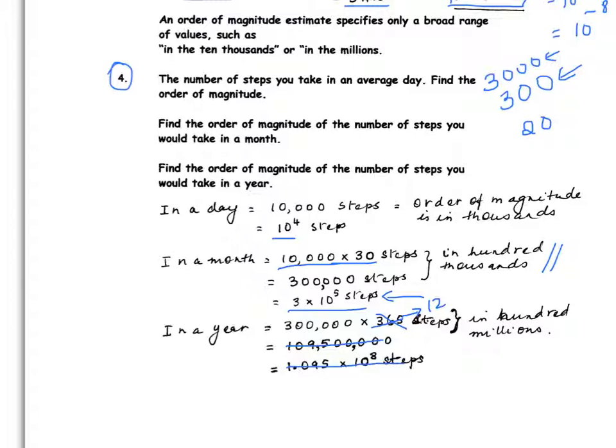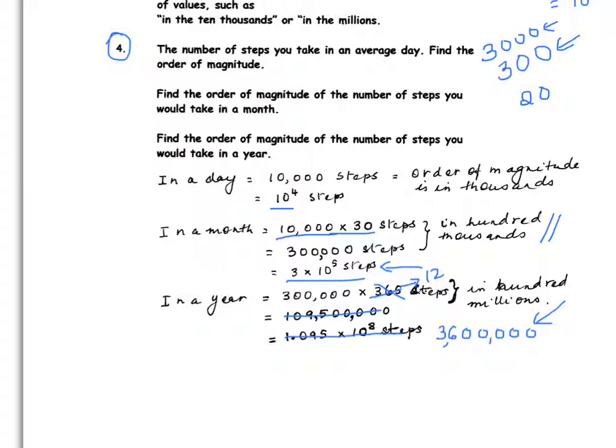So this would be 12 times 3, 36, followed by 1, 2, 3, 4, 5 zeros. So that should be our answer. That's 3,600,000 steps. So the order of magnitude would then be in the millions.